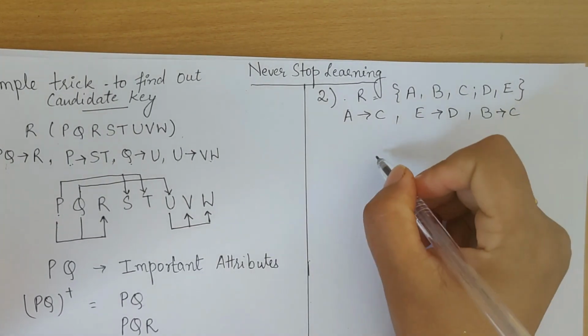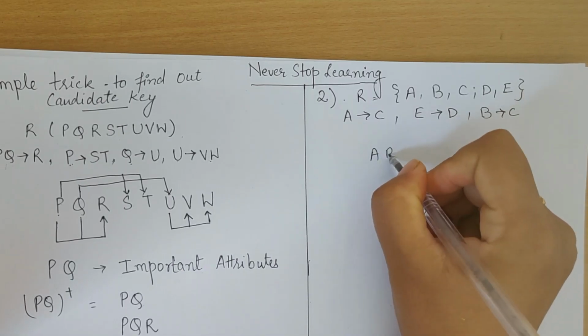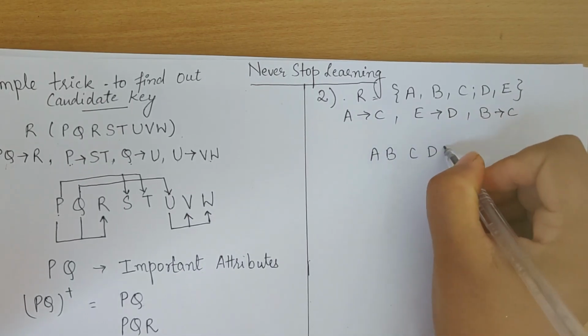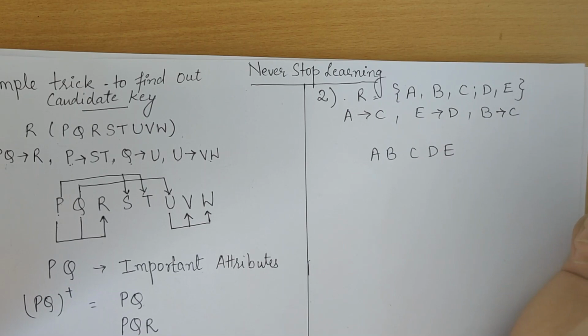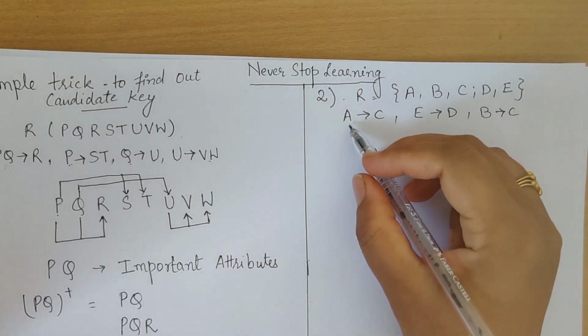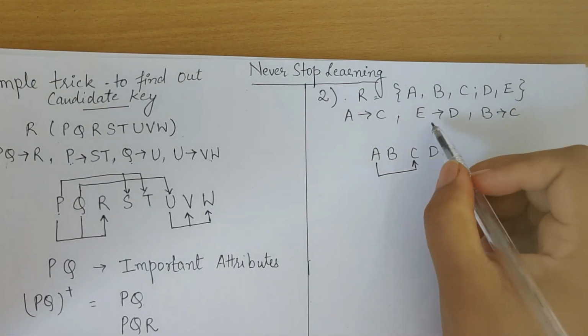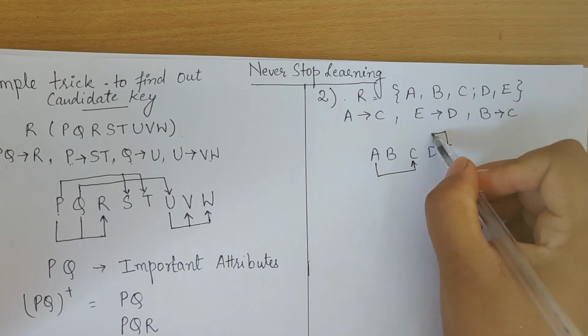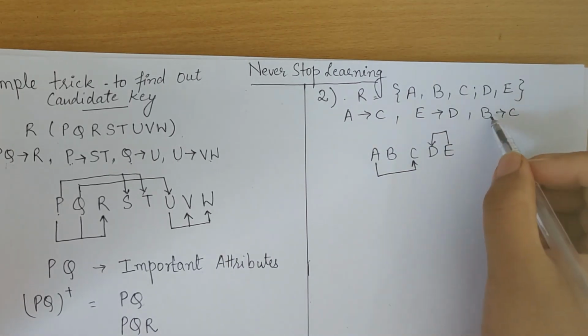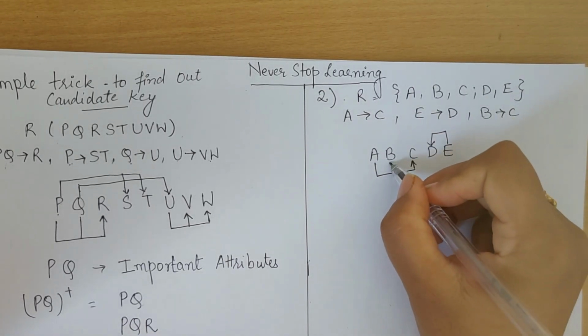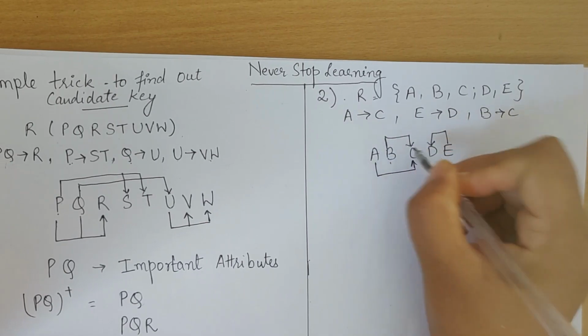Let's find out the actors. How many actors do we have? A, B, C, D and E, five actors for this show. Let's find out the directors. Who is giving direction? A is giving direction to C, E is giving direction to D, and B is also giving direction to C.